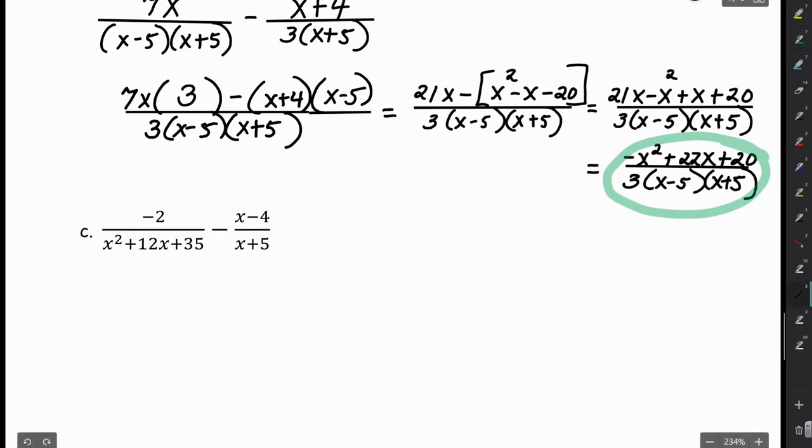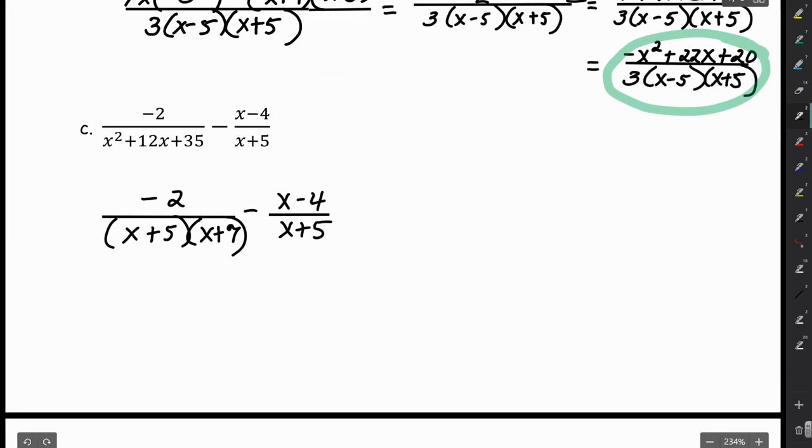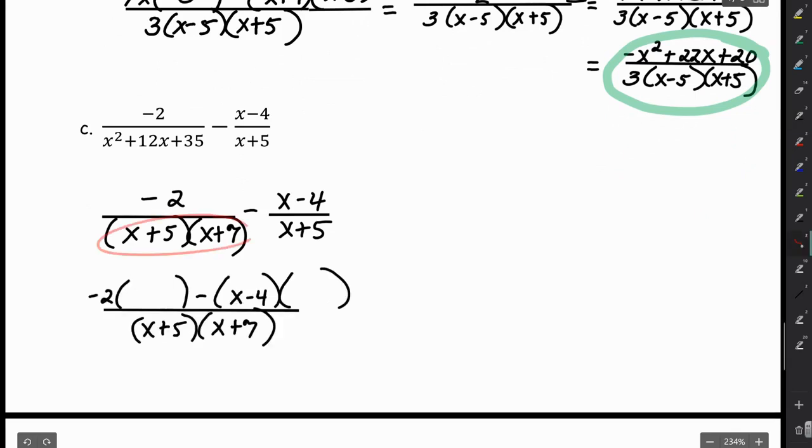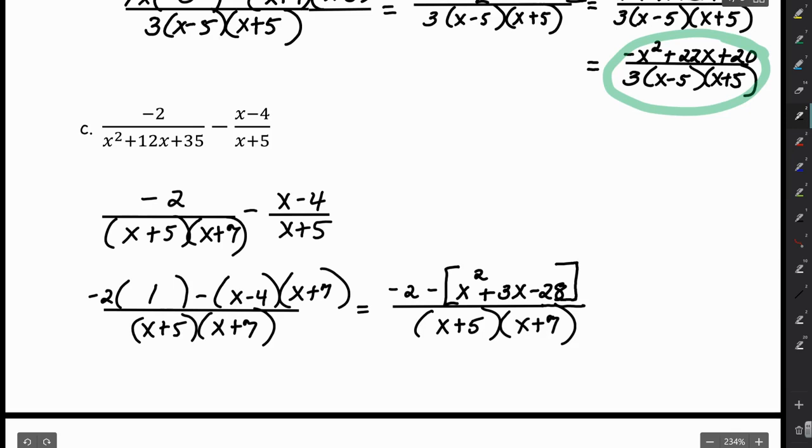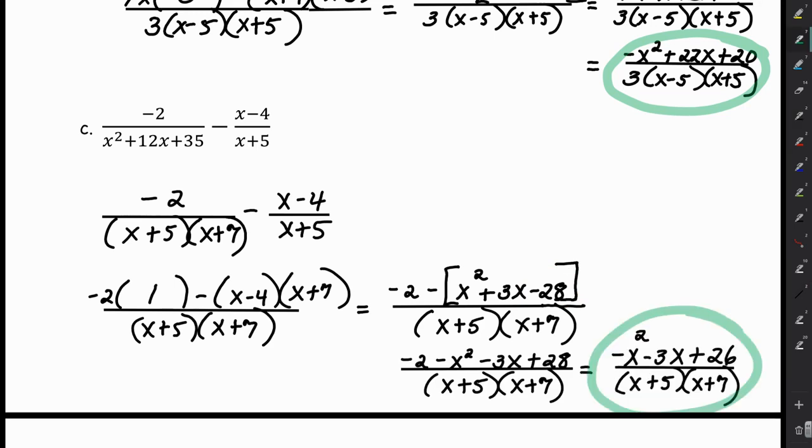Okay, again, factor first. All right, find your common denominator. All right, we're going to compare. They're the same, so we're going to put a 1 up there. Distribute and combine like terms. All right, at this point, I'm ready to distribute that negative. I'm going to distribute the negative to every term. So it's going to be negative x squared, negative 3x plus 28. Combine like terms. And that would be our final answer. Okay, last page.